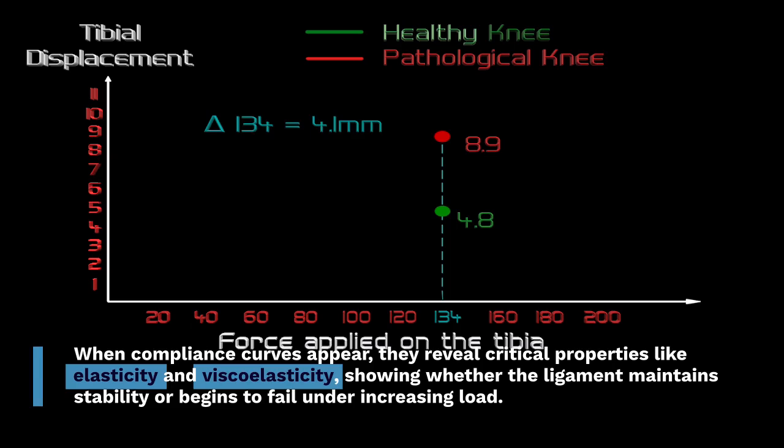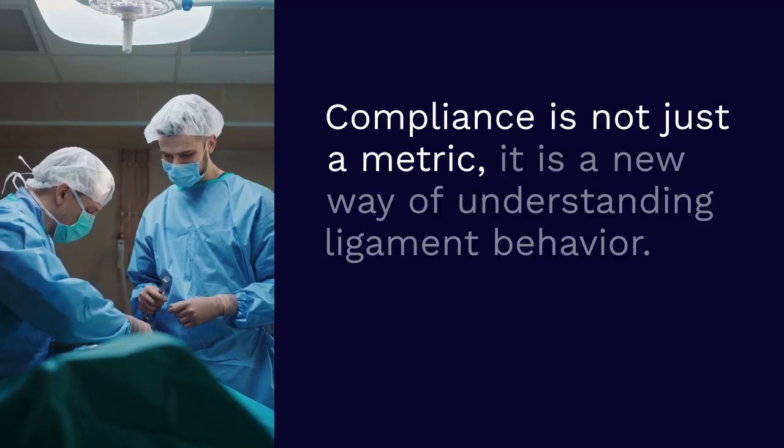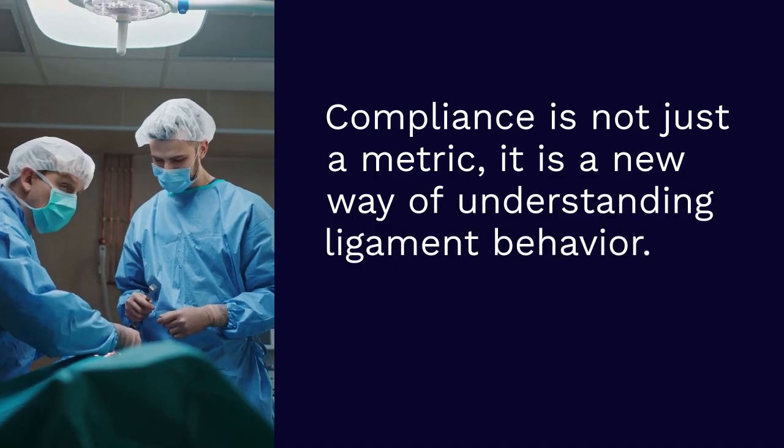When compliance curves appear, they reveal critical properties like elasticity and viscoelasticity, showing whether the ligament maintains stability or begins to fail under increasing load. Compliance is not just a metric, it is a new way of understanding ligament behavior.